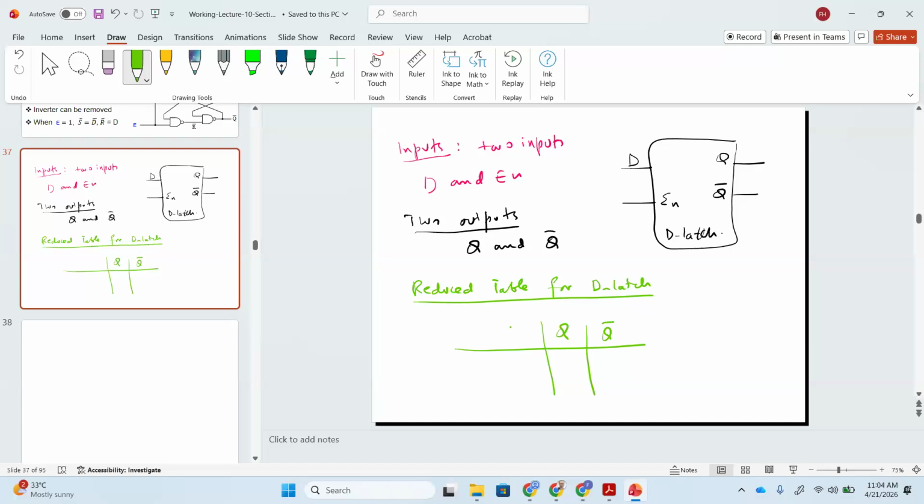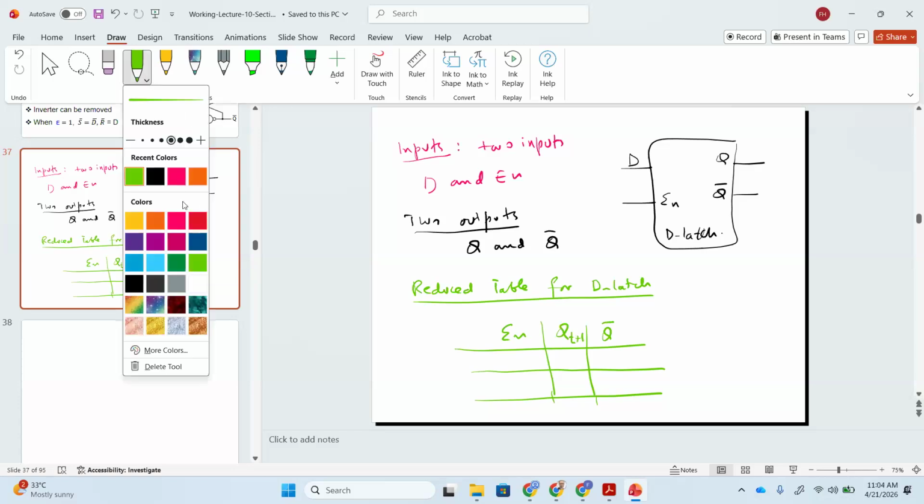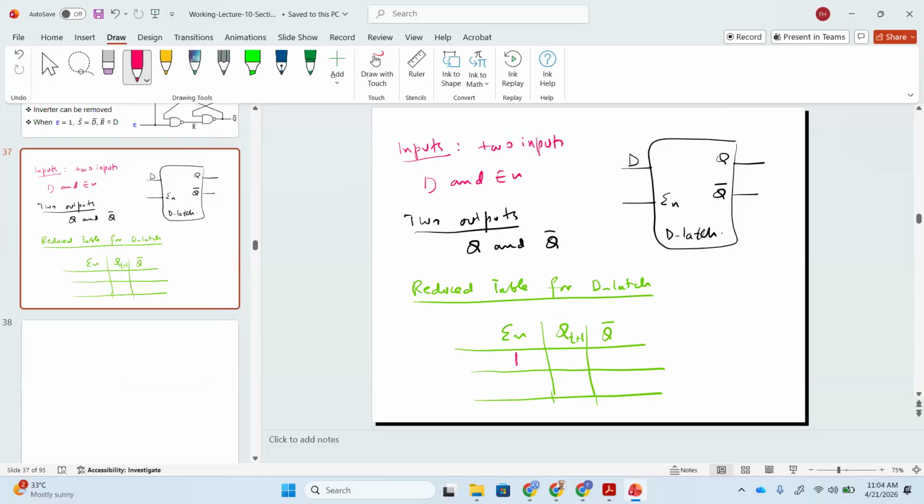So we have the input enable. There are two values for enable. Okay, so now basically we are interested in Q(t+1). So there are two possible values of enable. Enable is equal to 1. Okay, if enable is equal to 1, then Q(t+1) will be equal to D, and Q bar will be D bar.